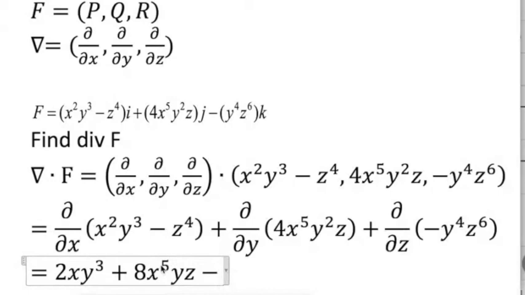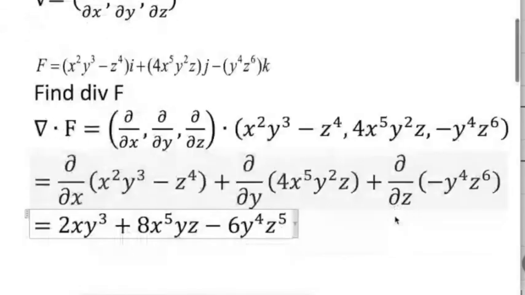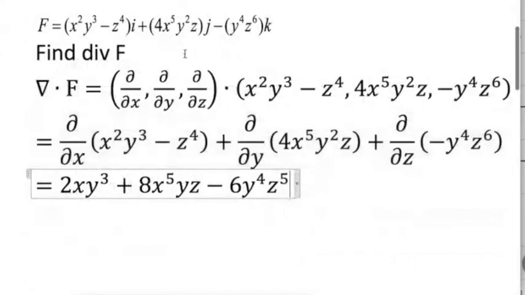Finally, the last term here is a derivative with z, then y will be treated as constant, but we will have to take the derivative of z to the power 6, which will be 6 z to the power 5, and y to the power 4 as it is, z to the power 5. And this is the final answer, the divergence of our given vector or vector field.